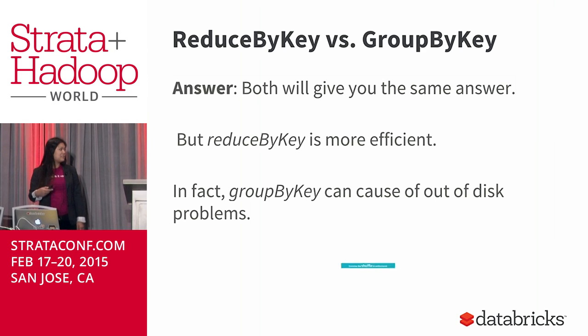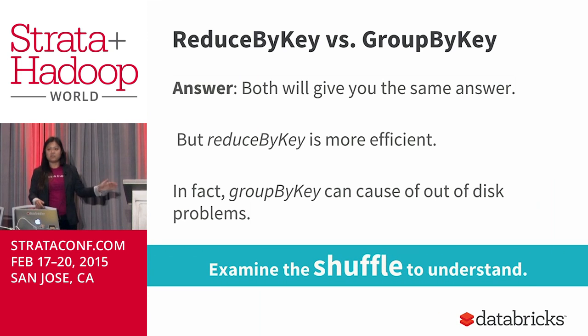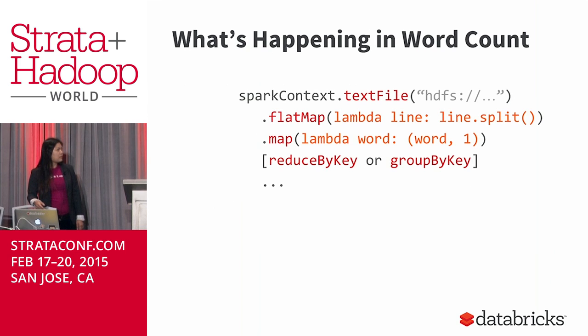And if you want to understand this, what we really have to do is examine the shuffle in a lot more detail. And so that's what we're going to do. Let's look at what's happening in word count. These first lines here, the text file, flat map, and map transitions, are all happening on the same worker node. So once a particular worker node is chosen to read in that text file and that piece of data, it's the same machine that's going to be processing it through all those commands.